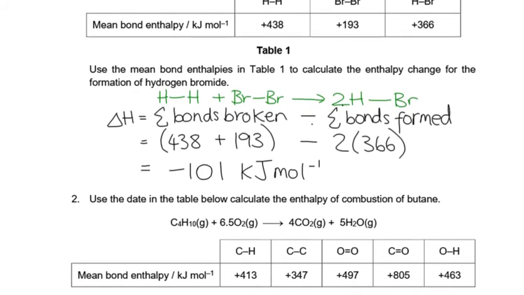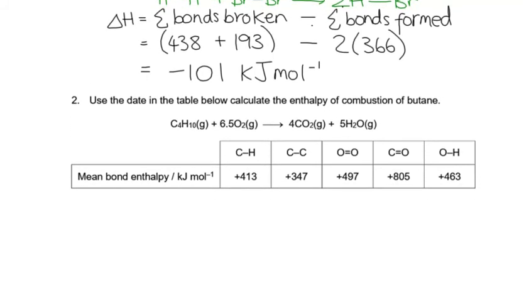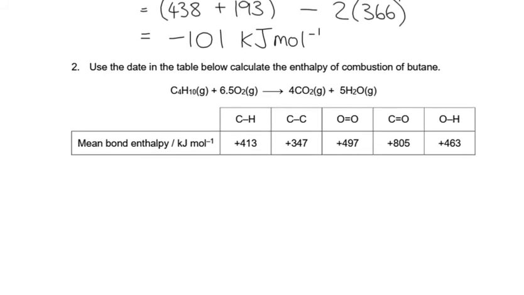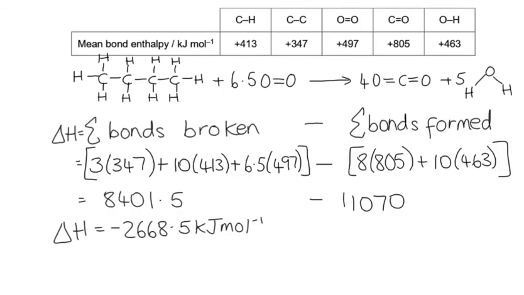So why don't you have a go at the next one, pause the video and have a go, and then come back and see whether you've got the right answer. If you've managed to get the correct answer, you should have got minus 2,668 and a half. If you haven't, let's take it back step by step and have a look.